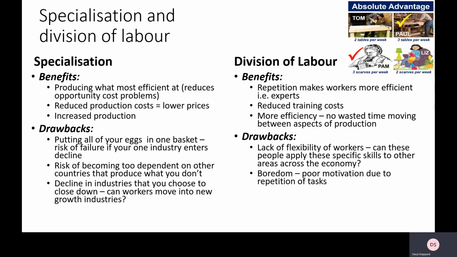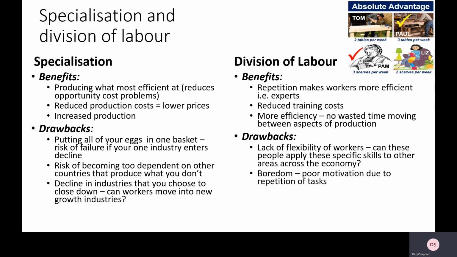Now, division of labour then, what are the benefits of this? Well, if people are working on one aspect of production, then it means they're doing that one job over and over and over again. And that repetition would hopefully mean that workers become really, really good at it. They become really, really efficient. Now, if they become really efficient, it will help the business lower costs.